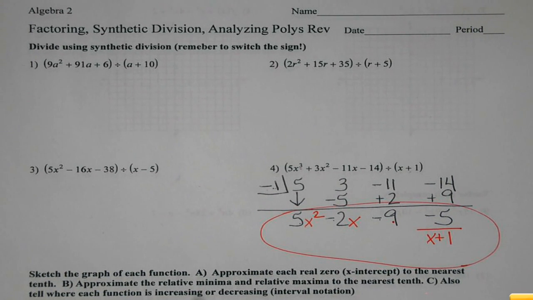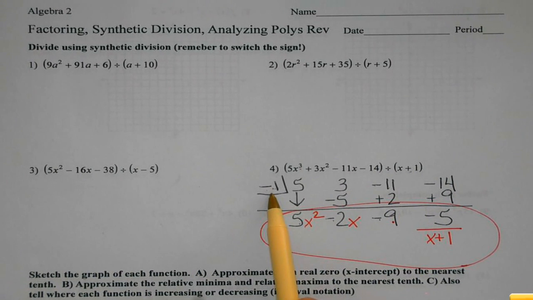So the 2 biggies: remember to switch your sign. And then if you have that value at the end, we put it over whatever we were dividing by at the start. That's our synthetic division.